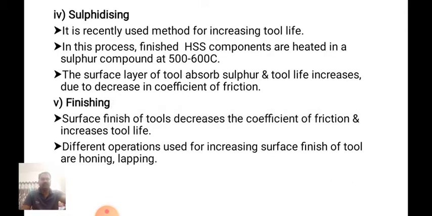Then next is sulfiding. It is a recently used method for increasing the tool life. In this process, the finished HSS component such as cutting tools, carbide tools are heated in a sulfur compound at 500 to 600 degrees Celsius. The surface layer of the tool absorbs sulfur and tool life increases. Means that in this surface treatment, the finished component, whatever component we have manufactured, is dipped and heated in a sulfur compound.